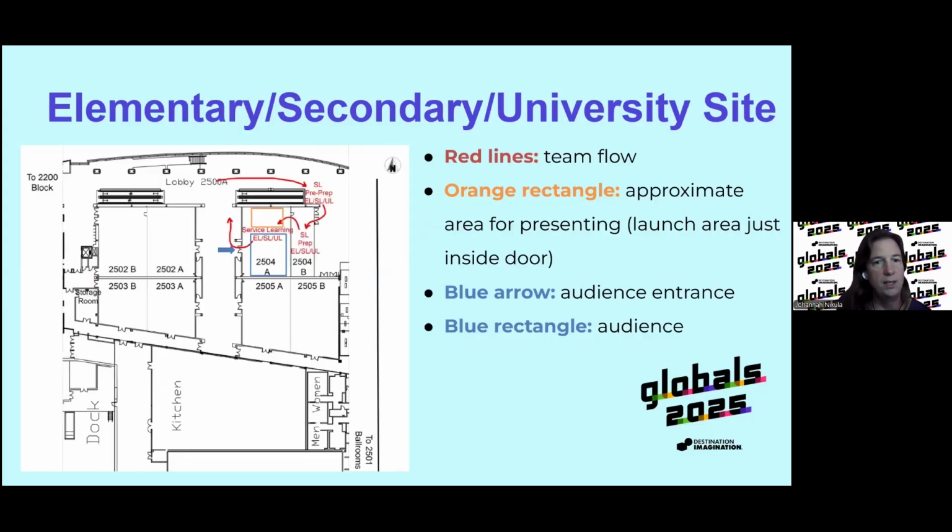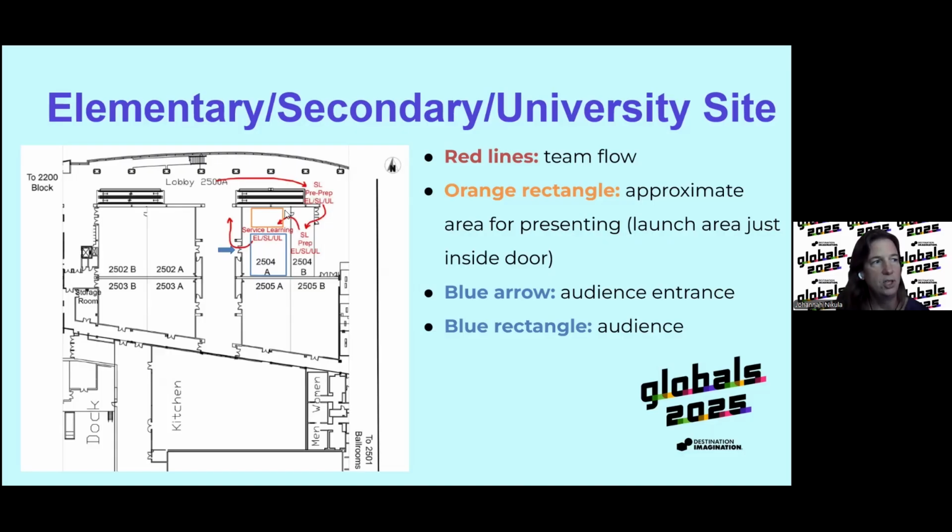And then I will talk through as well what's going to happen at the elementary, secondary, university level site for This or That. Like on the other diagram, you see in red arrows what the team's flow is going to look like. They will start in the pre-prep area, and that's where they'll be working on their impact wall, in addition to checking to make sure they have all their paperwork. They'll come into 2504B for the prep area, and they will need to go through one door to get into the prep area in this case. And then when they move into the presentation area, they will go into 2504A, again, going through a door. The launch area will be just inside that door once they go through.